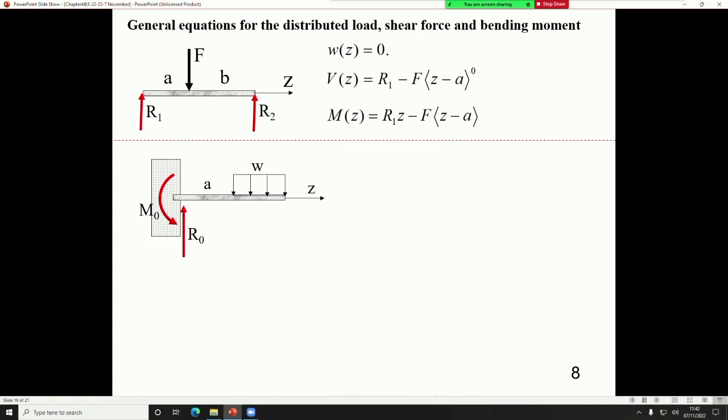So the distributed load, do we need a step function for the distributed load or not? It's because the distributed load does not exist until z is greater than a. Therefore, we need a step function for the distributed load. I'm integrating the distributed load to give me the shear force. What shall I add here? What is the value of the shear force at z equal to 0? Arnold, absolutely correct.